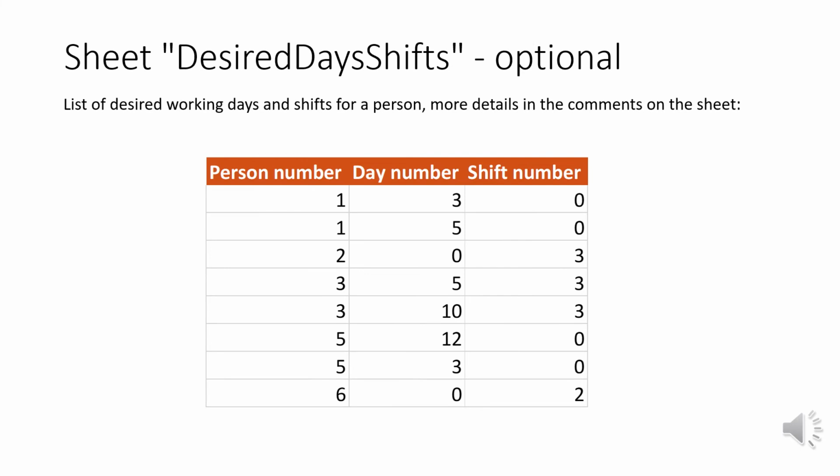Optional sheet desired days shifts, list of desired working days and shifts for a person. A person number is a unique personal number, see the personnel worksheet. The day number is a unique day number, see days shifts worksheet. If 0, for any day. Shift number, the shift number on that day, see the day shifts worksheet. If 0, any shift on that day. The program tries to satisfy these wishes as much as possible.